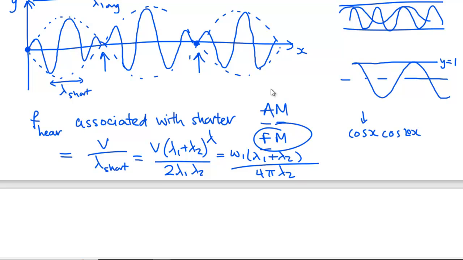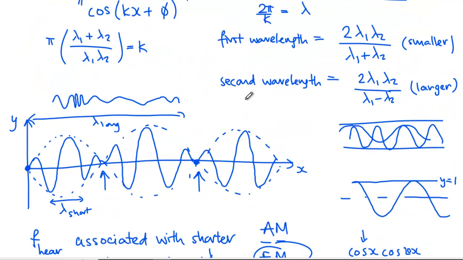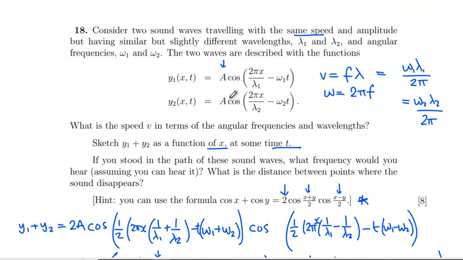So between silent points, I've used up a lot of space here, so I'm going to squeeze this on. Between silent points is going to be lambda long over 2, which is going to be lambda 1 lambda 2 over (lambda 1 minus lambda 2). So that's what we've got for all of that. That is really, really difficult. I think there's a case for a question like that anyway.